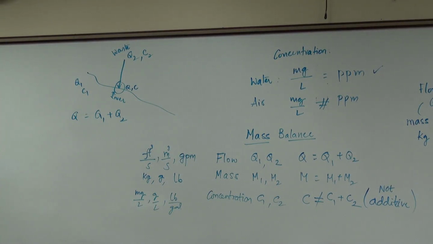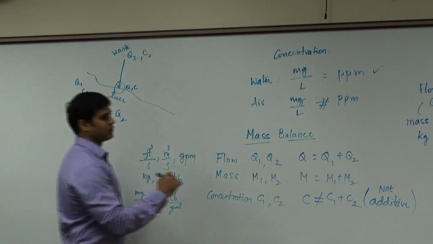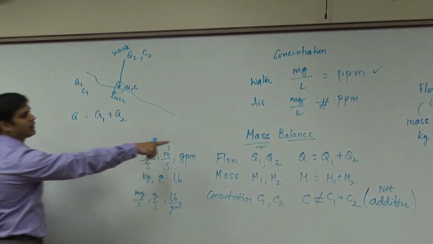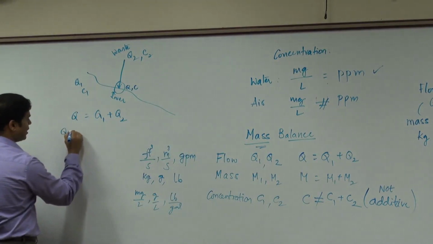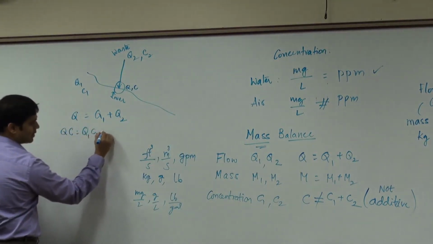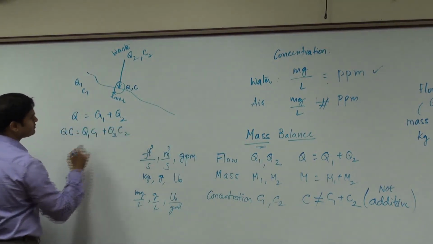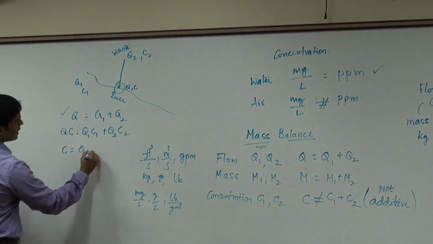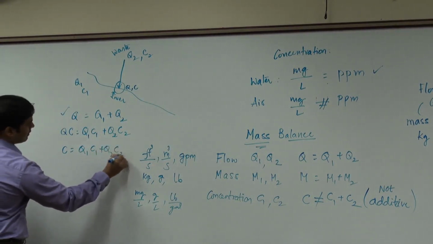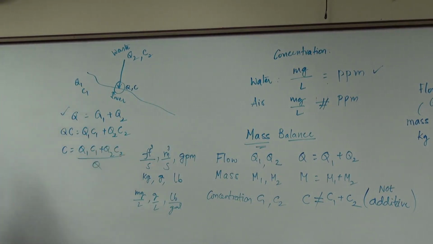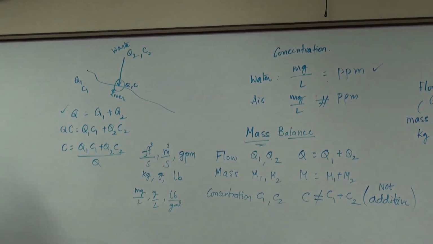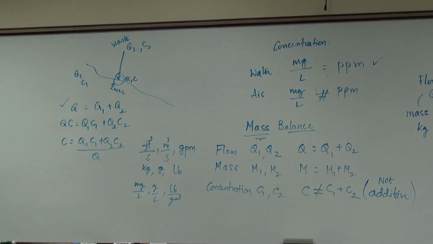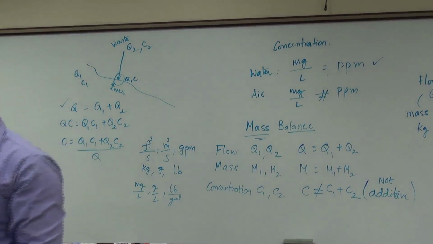QC equals Q1... exactly. Which is called mass balance. All right, so we apply the concept of mass balance. Then we say QC is equal to Q1 C1 plus Q2 C2. So now what you don't know is C, you know Q. So C you can get by doing this, right? This much background is sufficient to move on. Let's go on with the very first example I have on this page.